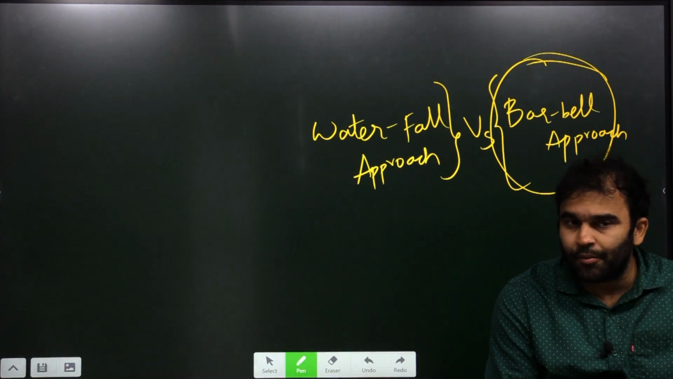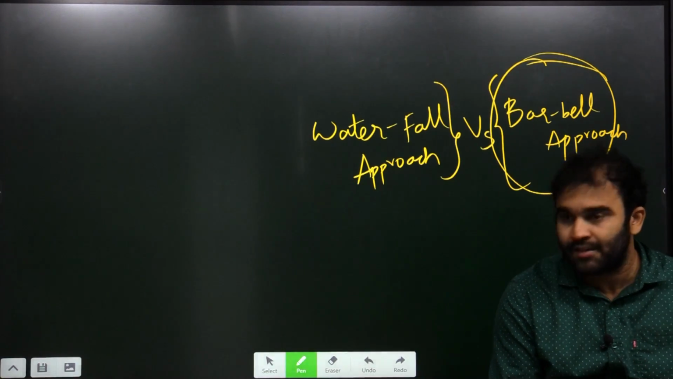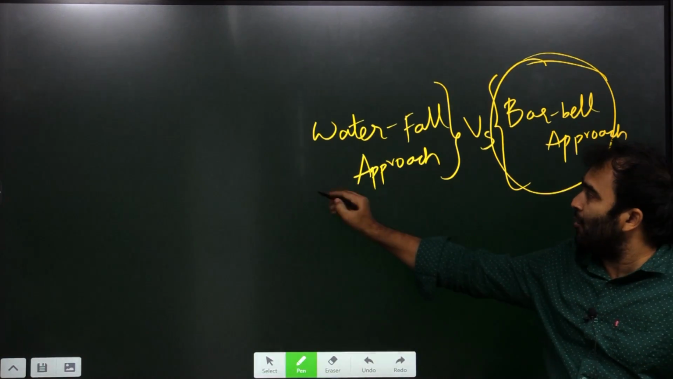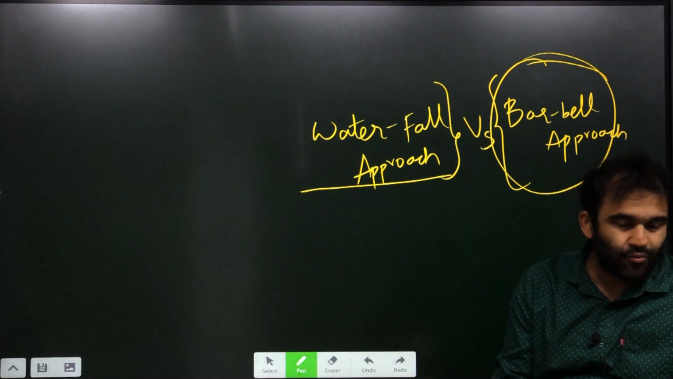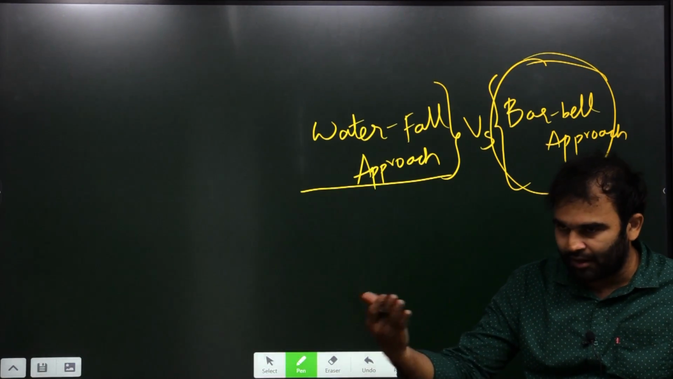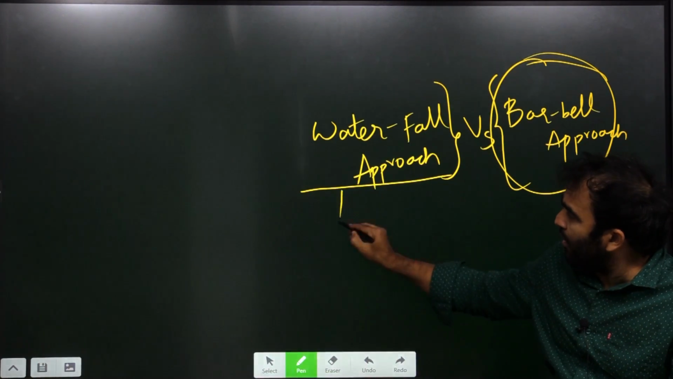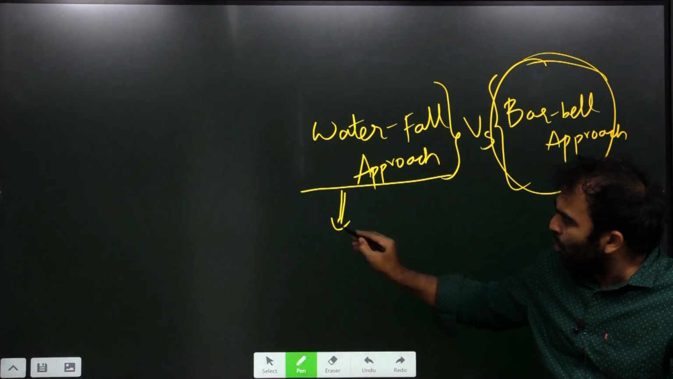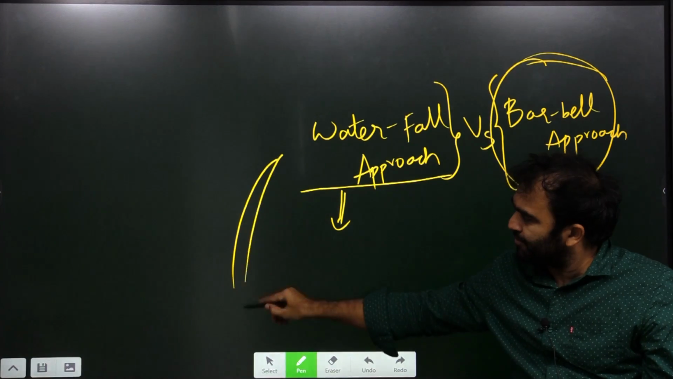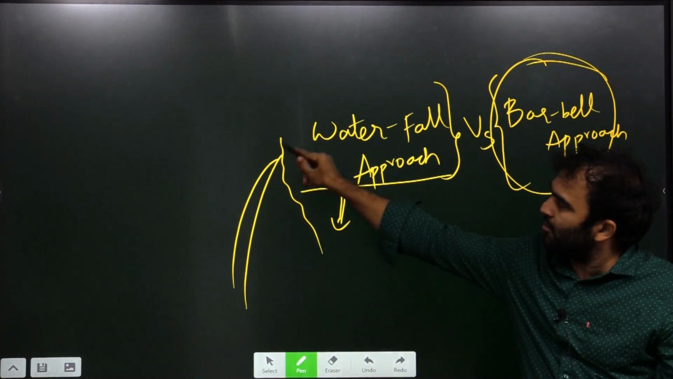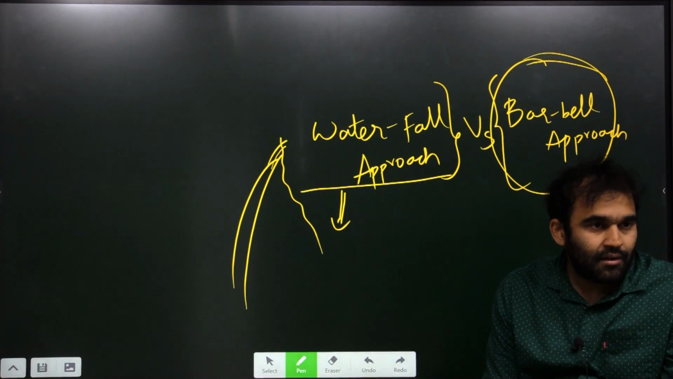To understand the barbell approach, we need to see the opposite model that India has been practicing all these years, which is called the waterfall approach. These are different models while we are implementing the policies. So what is this waterfall approach? The waterfall approach is the idea. What is a waterfall? It's something like this, right? I have a mountain here. So what comes from an elevated height?